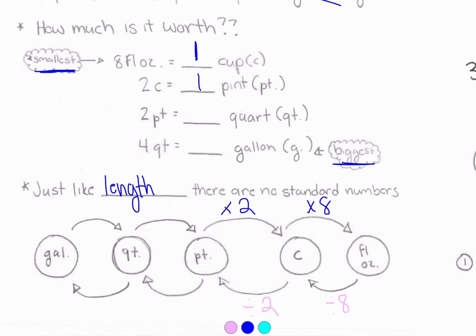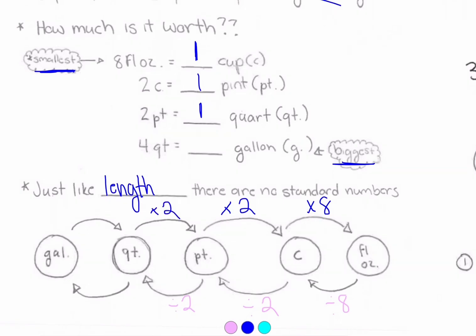Notice there's a pattern. Whatever you're doing on the top, you're going to increase or multiply by a certain number, and the same number is repeated at the bottom, but you're going to be dividing. If we're going from pints to quarts, there are 2 pints in 1 quart. So if you're going from pints to quarts, you're going to have to divide by 2. If you're going from quarts to pints, you're going to have to multiply by 2.